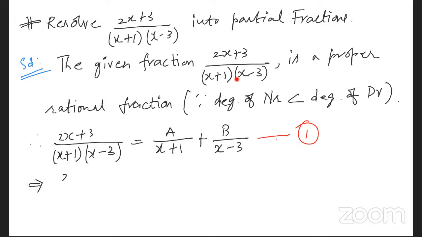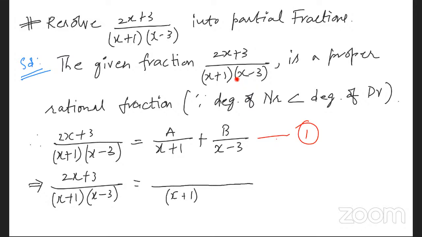This can be written as (2x + 3) / ((x + 1)(x - 3)). So what is the LCM on the RHS? (x + 1)(x - 3). So what is this? You're going to get A(x - 3) + B(x + 1). So now we have to simplify further. These two terms are going to get cancelled.